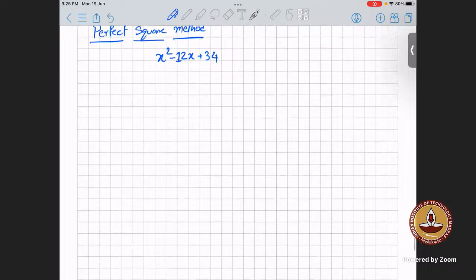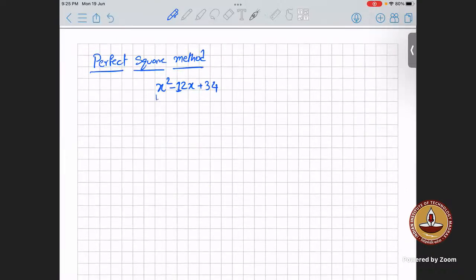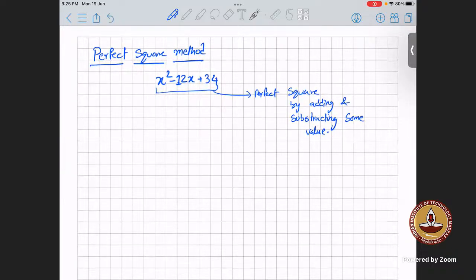Look, in the perfect square method, our motto is to make this part a perfect square by adding and subtracting some constant value. I want to make it very clear. Suppose you know the formula of a plus b whole square. What is the formula of a plus b whole square? A square plus 2ab plus b square.